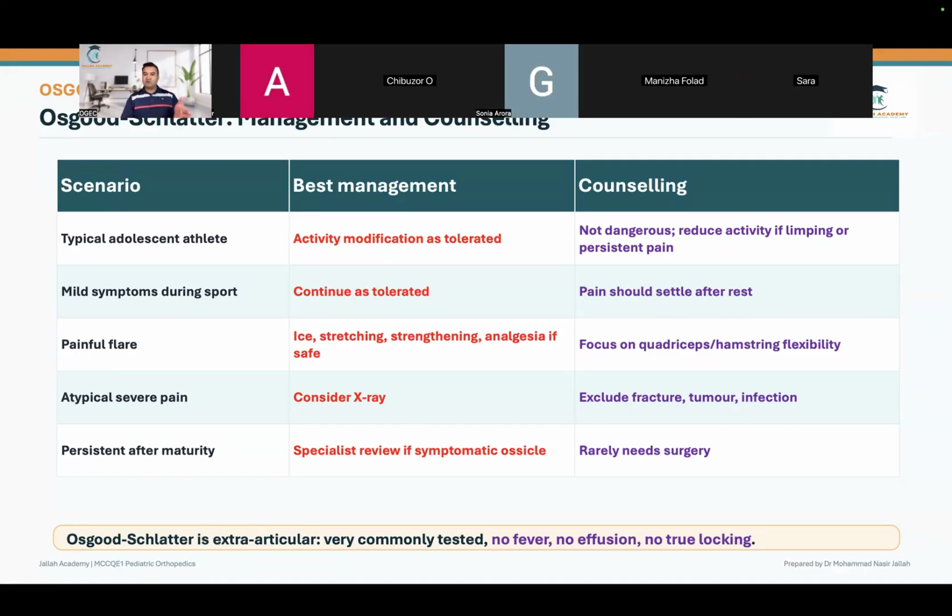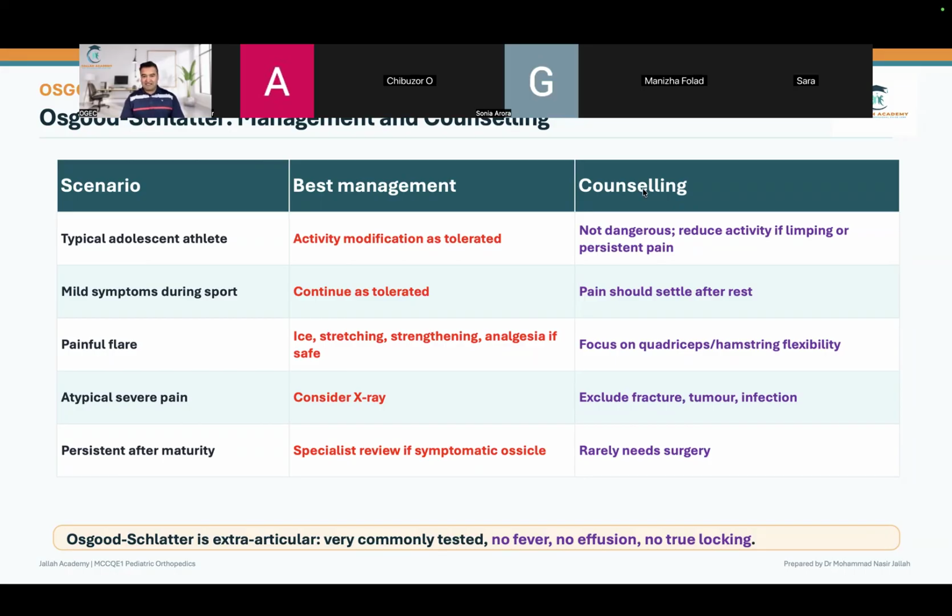If it is severe, it might be different. So we need to do investigation, consider X-ray. Exclude fracture, tumor, and infection. Persistent after maturity, a specialist review if symptomatic ossicle, and rarely needs surgery. It usually does not need surgery. It is conservative treatment unless it is complicated.